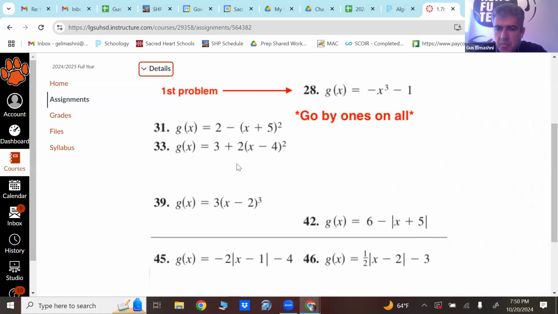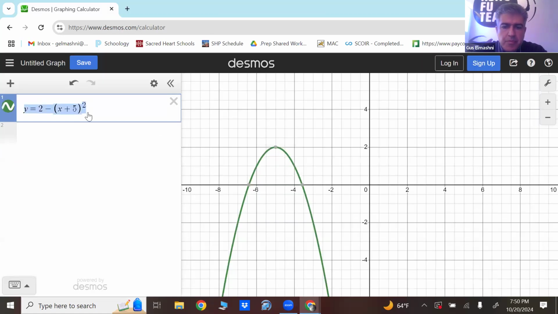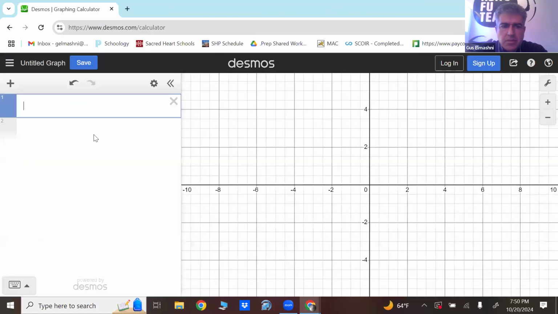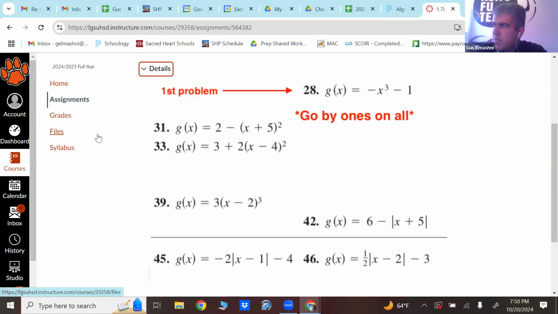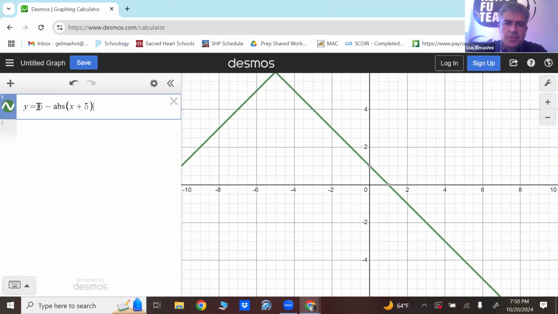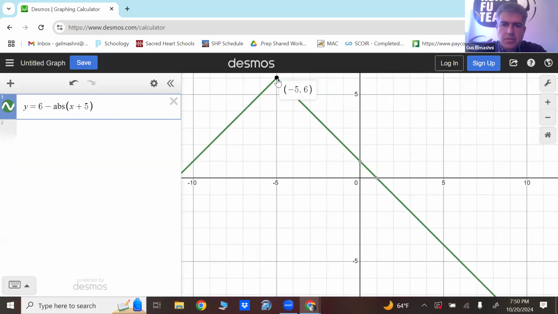Same thing with 33, 42. Well, the third one's like 28, so that'll go 2 right and a vertical stretch by 3. But 42, you could do this. Y equals 6 minus absolute value of x plus 5. You get that? So you can say it went 5 left, 6 up, and flipped over.